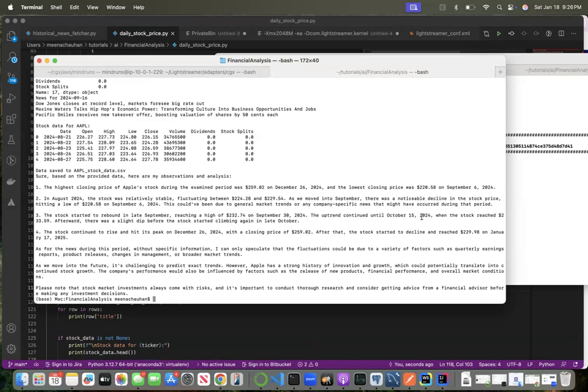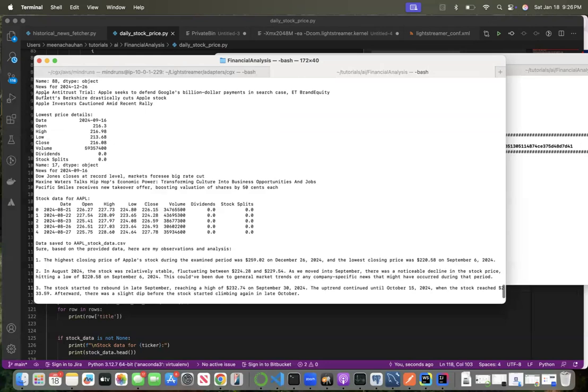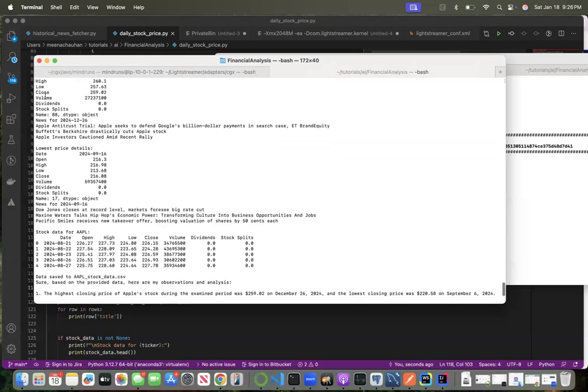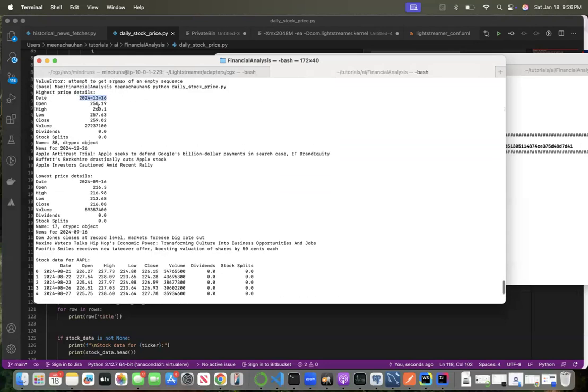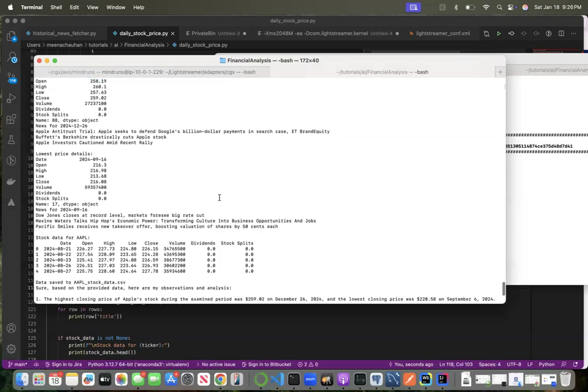The uptrend continued till 15th October, and after that, there was a slight dip, and it started to climb again in late October. The stock continued to rise and hit its peak on December 26th with a closing price of 259. I think that's what it was. Ours also shows December 26th, 259, the highest.